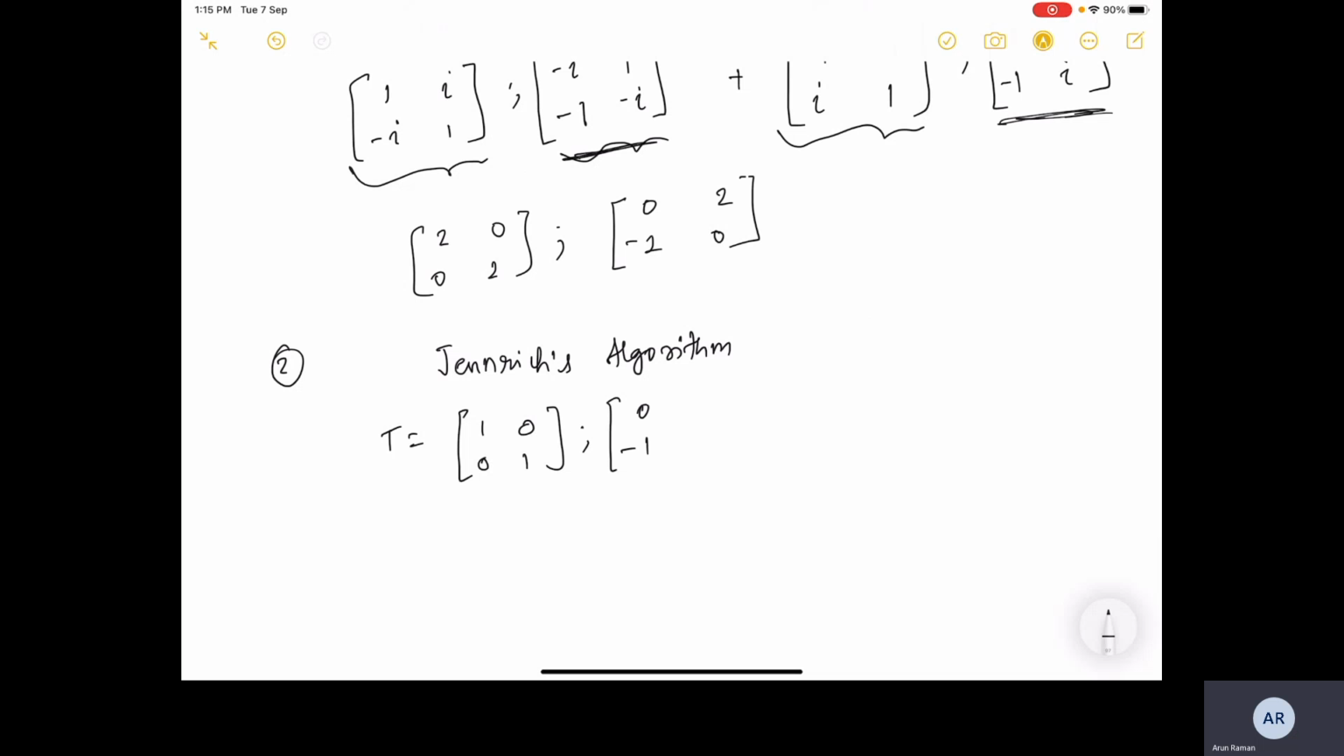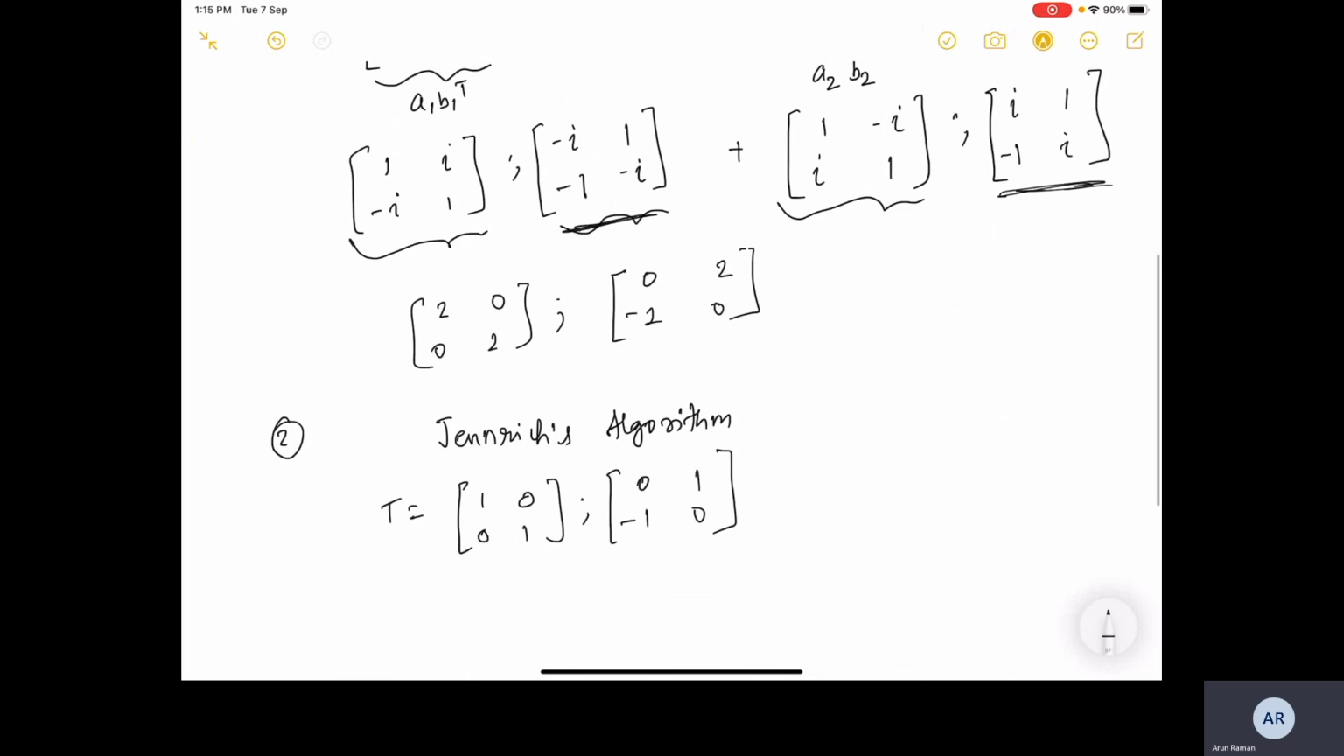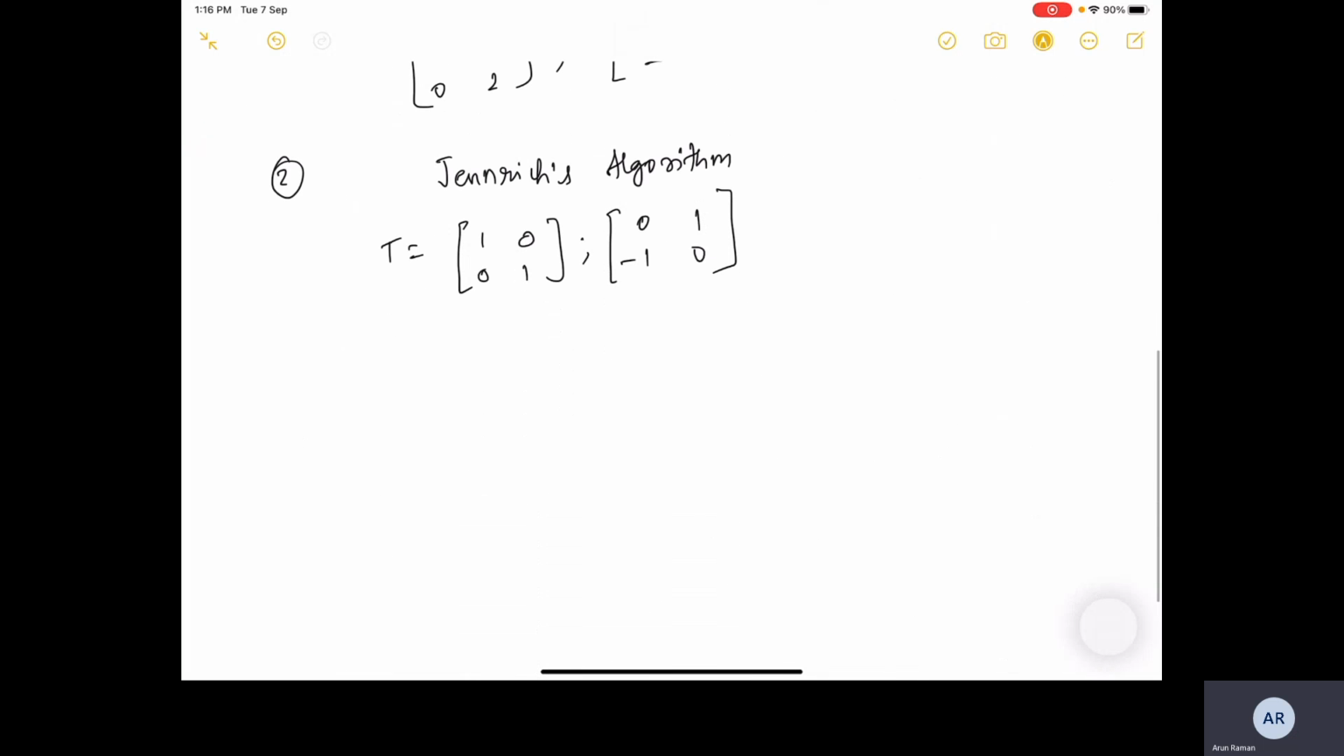We have 0 minus 1 1 0. Okay, so was that right? 0 minus 1 1 0. Okay, so what the generic algorithm is saying is that we will generate a two-dimensional vector at random, and then we will add.